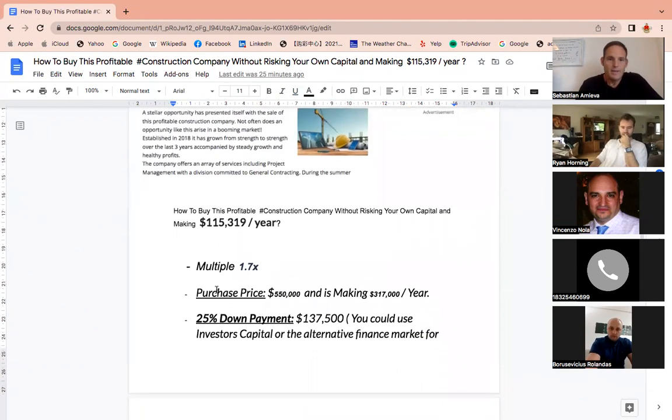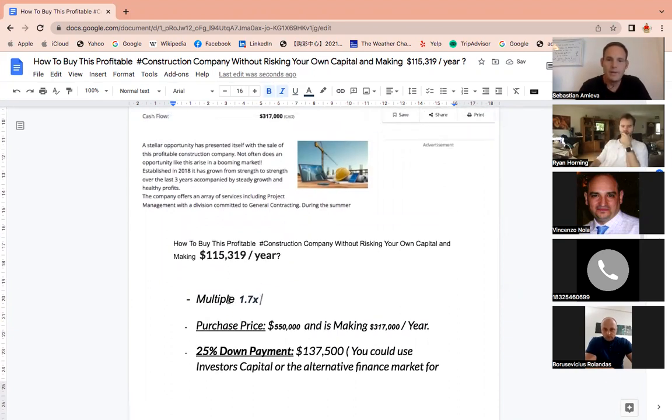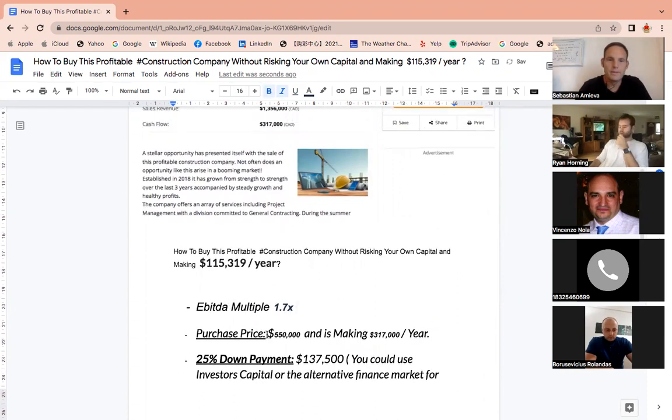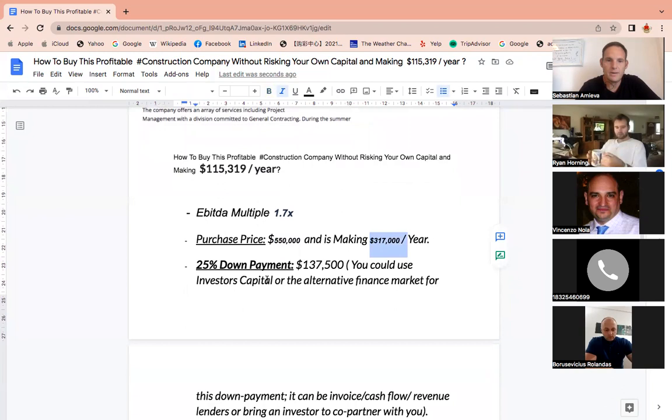In this deal, the multiple is very low, 1.7. This is the kind of deal we are going to be looking for. The deal must be 3x maximum. In this example it's 1.7, very low, but I would like to get deals at 3x, 4x maximum. The lower the EBITDA multiple, the better. The purchase price is 550K and it's making 320K per year. For this, I will put a down payment of 137K.